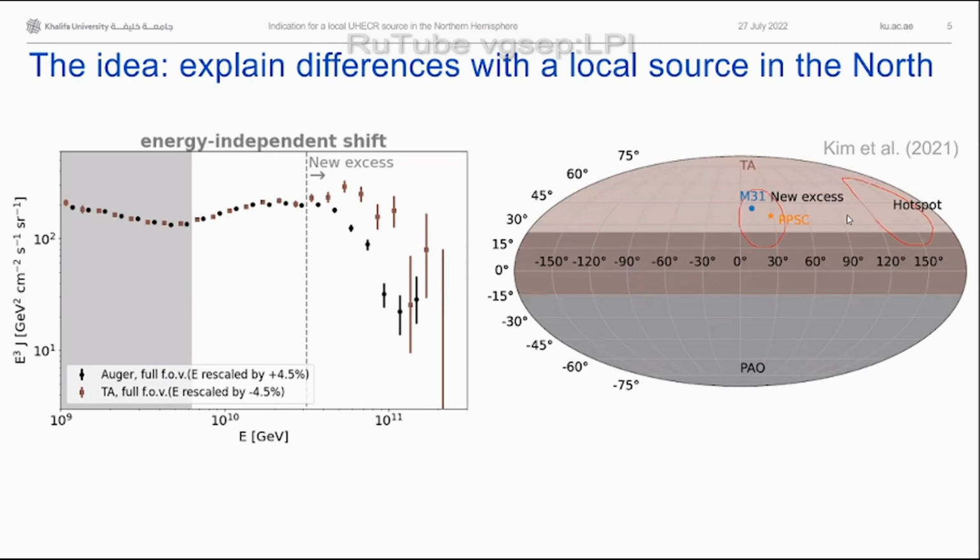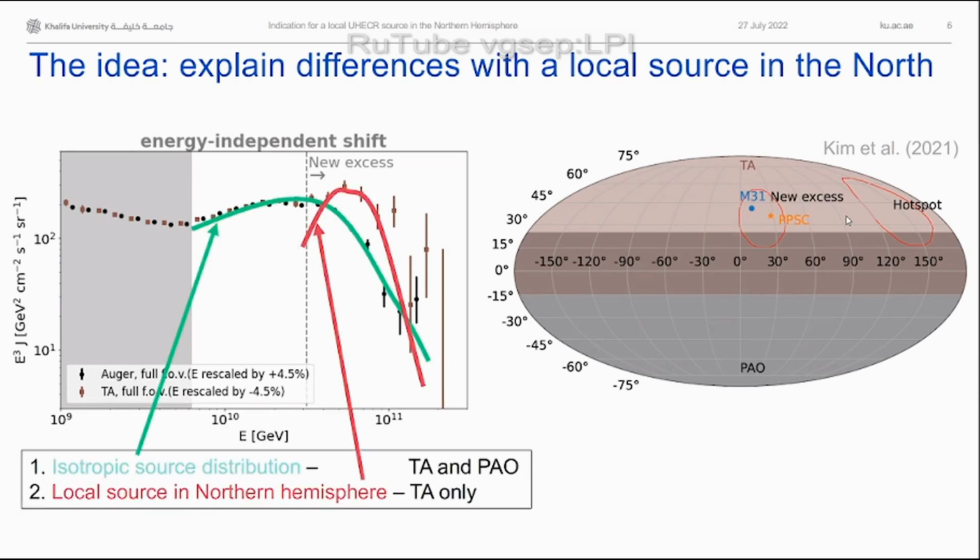The idea in this case is that we're trying to explain these differences by adding a local source in the north. And of course, these two have different fields of view. If we add a local source in the north, it will only be observable by Telescope Array and not by Auger. So you could expect a difference like this to come from that idea.